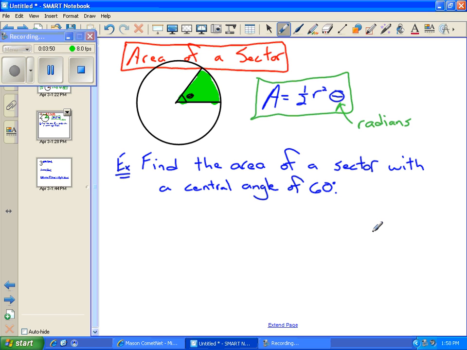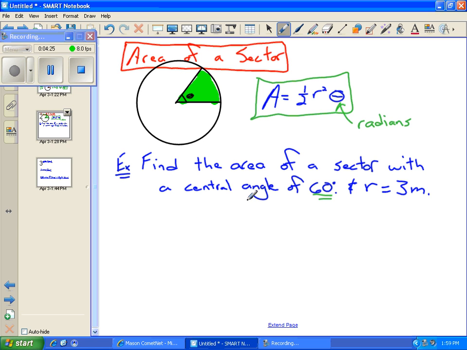So you might have to do some conversions when you're going through and doing a problem. Like down here, I got 60 degrees. I can't plug 60 degrees in there. I have to have it in radians. Okay, so in this problem, it said find the area of a sector with a central angle of 60 degrees. I forgot to put in the radius there. The radius of this circle is going to be 3 meters. So there's a central angle of 60 degrees, and the radius equals 3 meters.